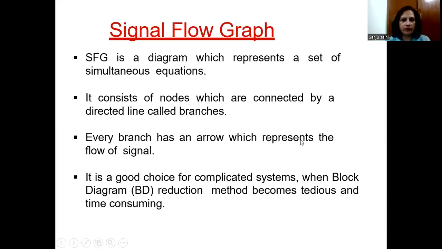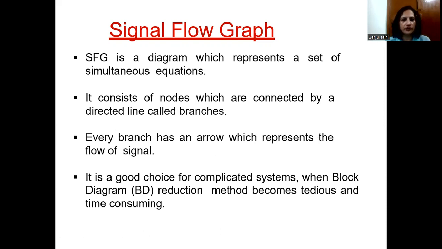So what is a signal flow graph? It is a diagram which represents a set of simultaneous equations. It consists of nodes which are connected by directed lines, and those lines are called branches. Every branch has an arrow. What is that arrow doing? It is representing the direction of flow of the signals.